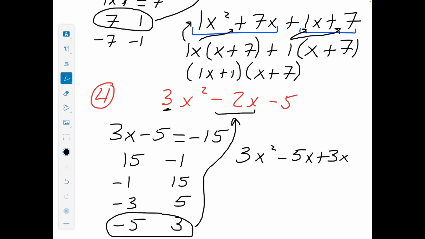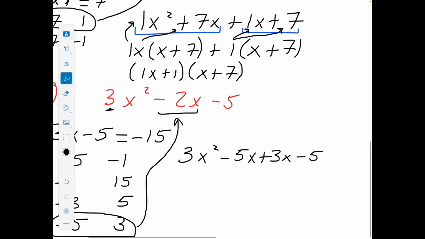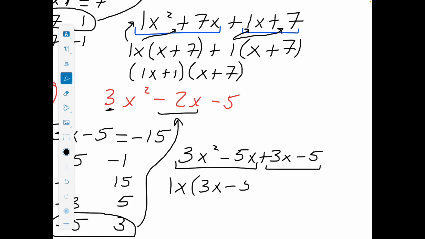So we're going to write out our question. So we'll have 3x squared, and instead of writing that minus 2x, we're going to write minus 5x plus 3x minus 5. Usually it doesn't matter what order you put those in. Okay, and now we're back to grouping. So we're going to take the first two together and then the second two together. Biggest number that will divide into 3 and 5 is 1. Any letter in common, they both have an x. So we have 1x, we want to make 3x squared, so you'd multiply by 3x. And we have 1x, we want to make minus 5, so you'd multiply by minus 5.